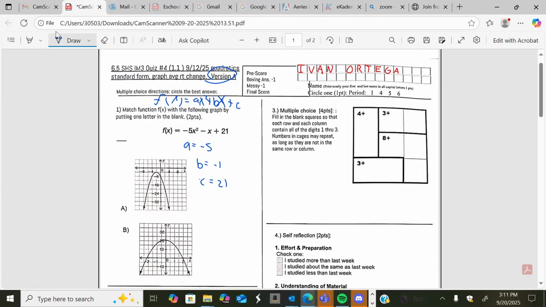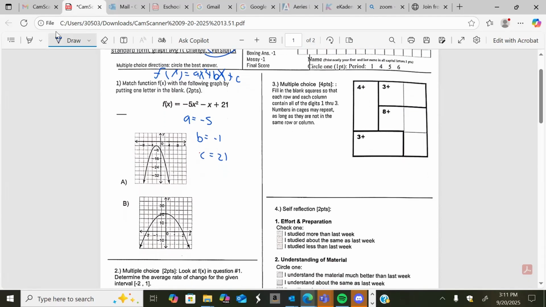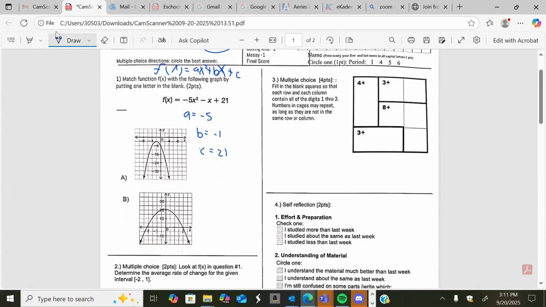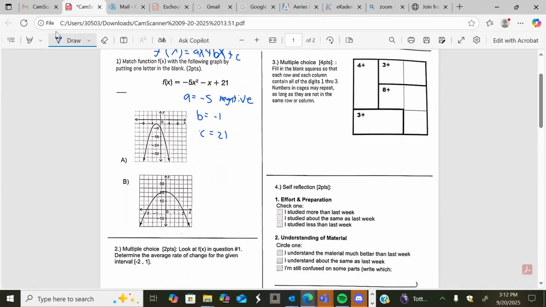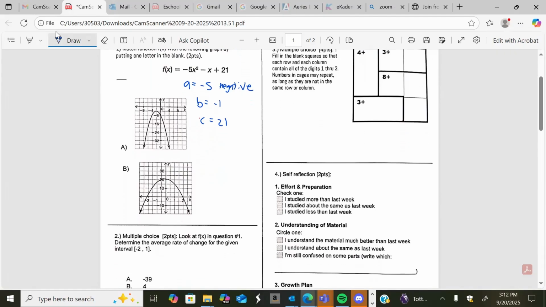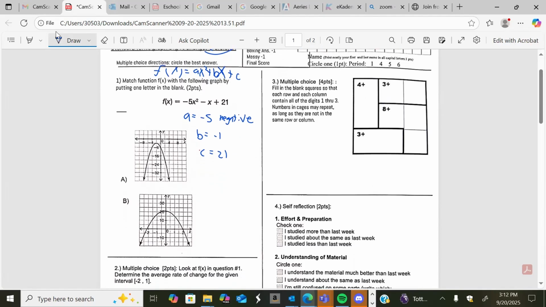One thing, we want to translate this graphically, so we want to keep in mind what a is and what the properties of a do. Given a, we know that if it's positive, it's facing up. If it's negative, the parabola is facing down. In this case, since our a is negative, we know that our parabola is facing down, but we only have two options and both options are facing down. So this really doesn't help us that much.